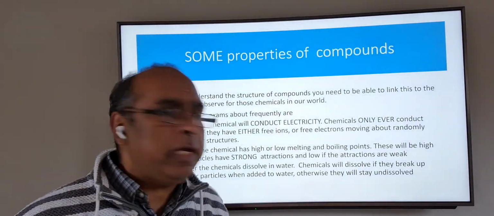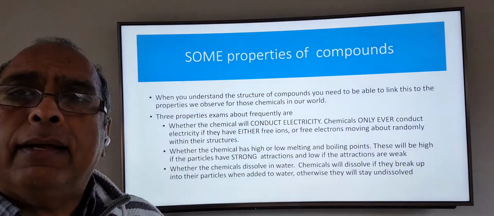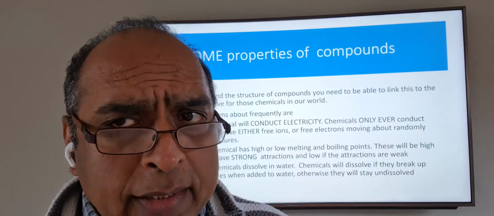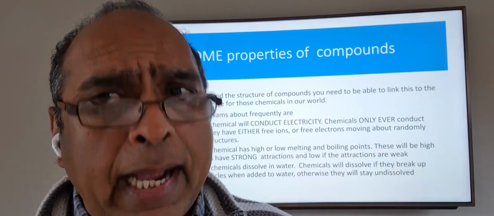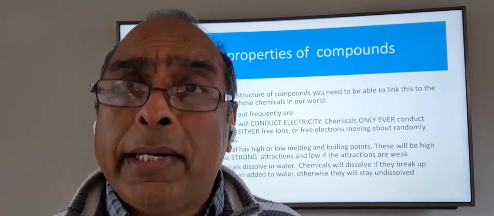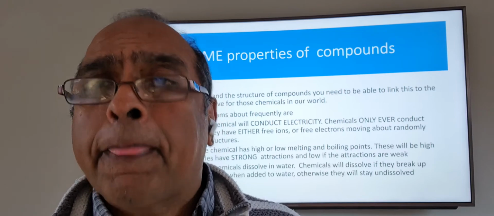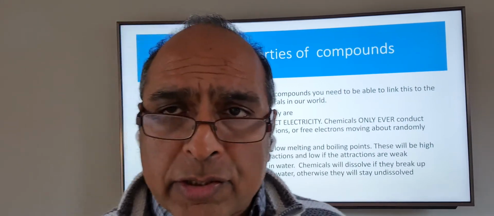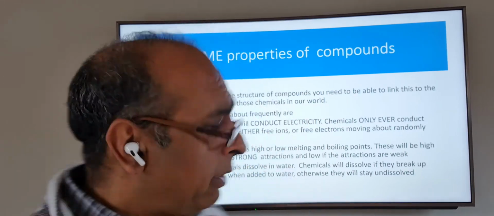Now, there are 3 properties, and I'm going to run through the 3 properties, and we're going to apply these ideas to this kind of bonding today, ionic bonding. And then in future lessons, we're going to apply the same ideas to covalent bonding and metallic bonding and any other kind of bonding we get. These are the questions that the exam boards tend to ask about.